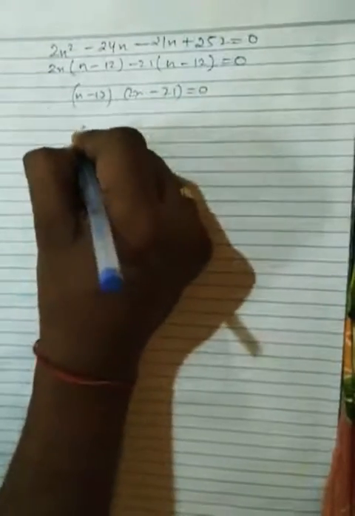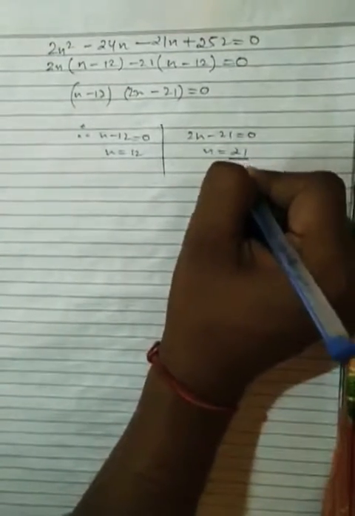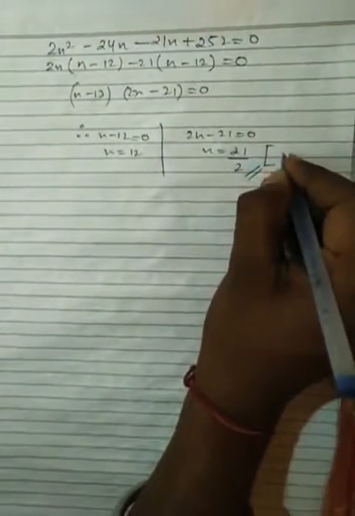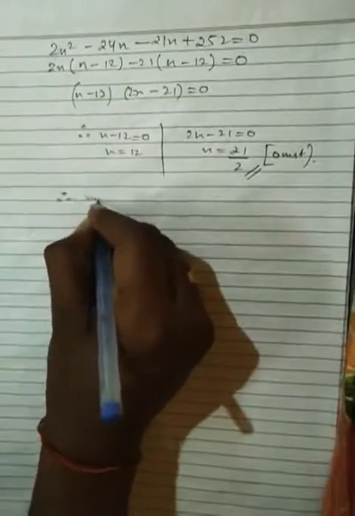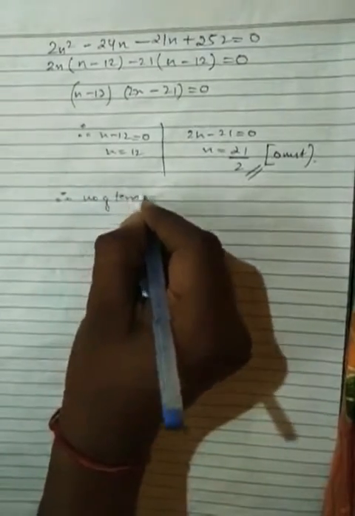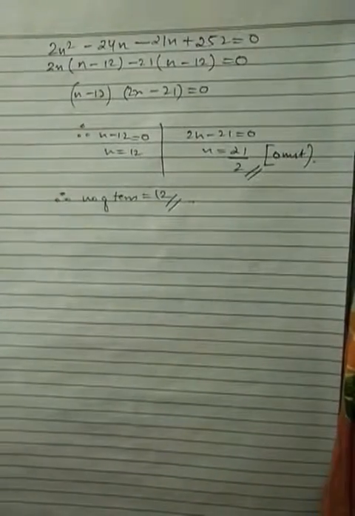So therefore we'll get what? n minus 12 is 0, n equals 12, or 2n minus 21 is 0, n equals 21 by 2. Clear? Understood? So this is the value of n. Since the number of terms cannot be a fraction, this is omitted. Therefore the number of terms is 12. Clear? So this is how you can find n from the sum formula. This is a type of question from the sum chapter.